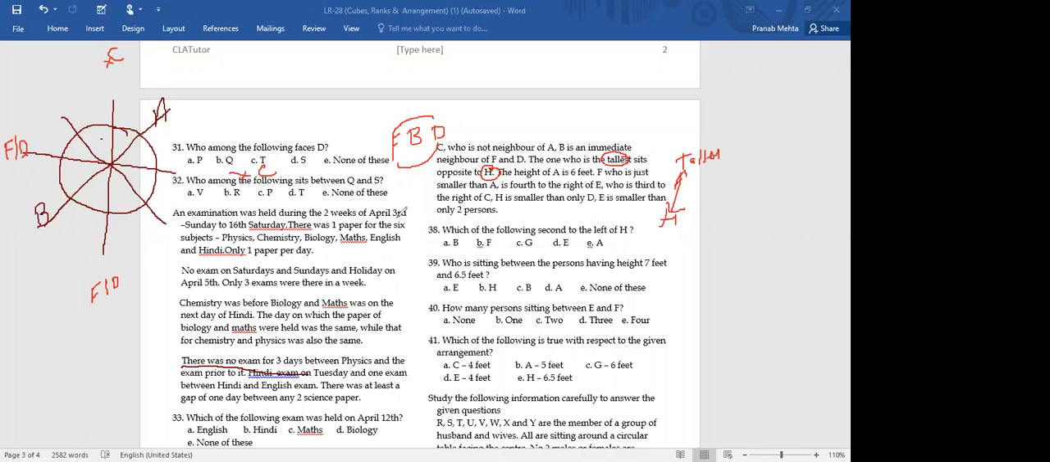The height of A is 6 feet. All right, A is 6 feet. So they have already given it directly. Let me just put it here. A is 6 feet.